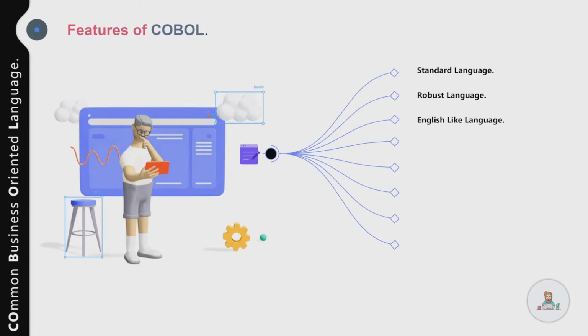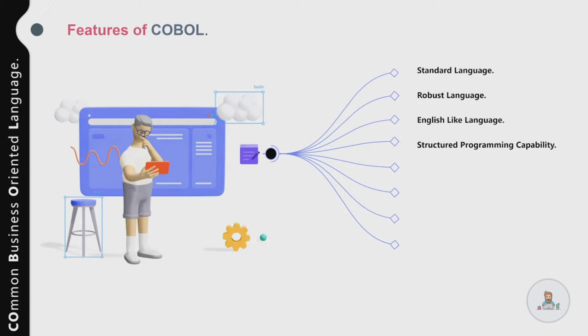Third one is English-like language. COBOL is an English-like language and it is very user-friendly. All instructions are coded using English words rather than complex code. For instance, if you want to read a record from the file, then you will use the verb read. So COBOL is relatively easy to understand.